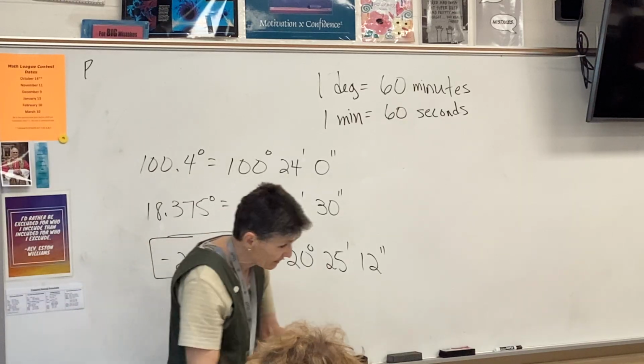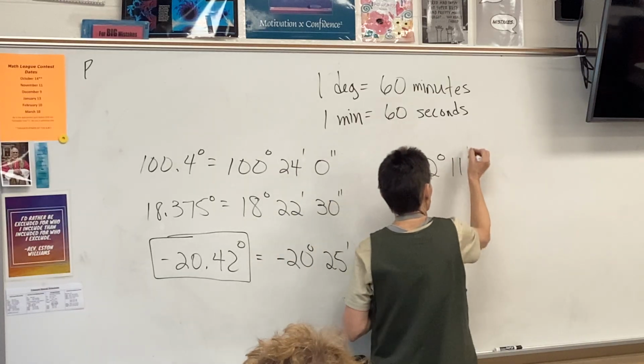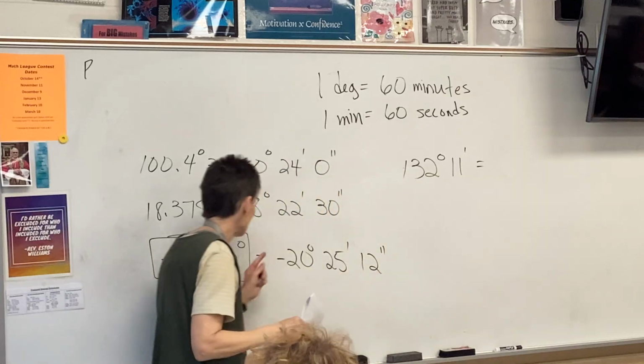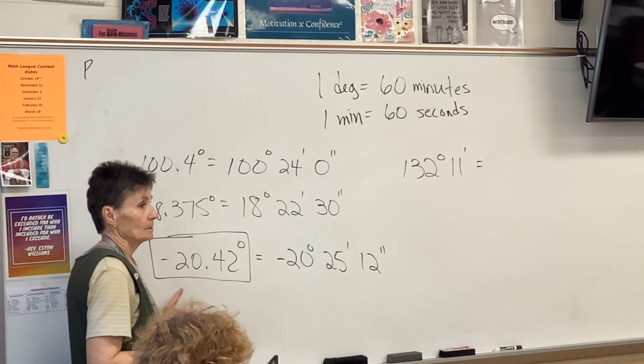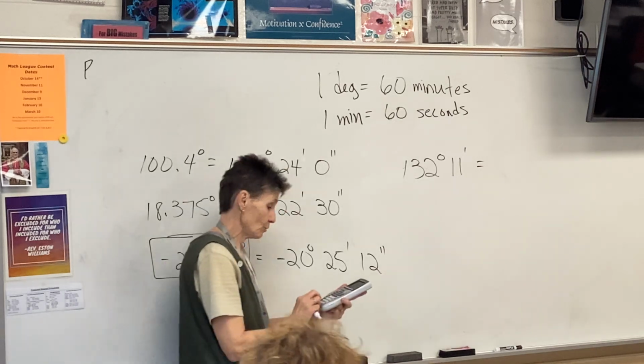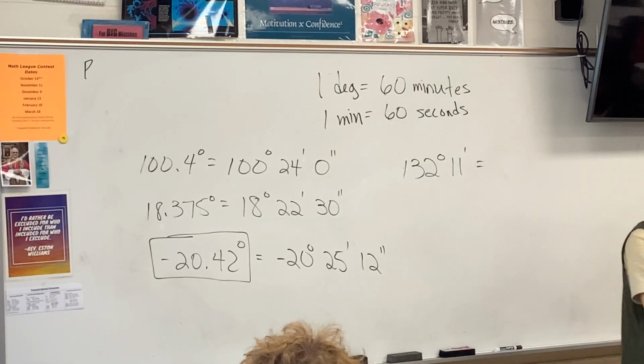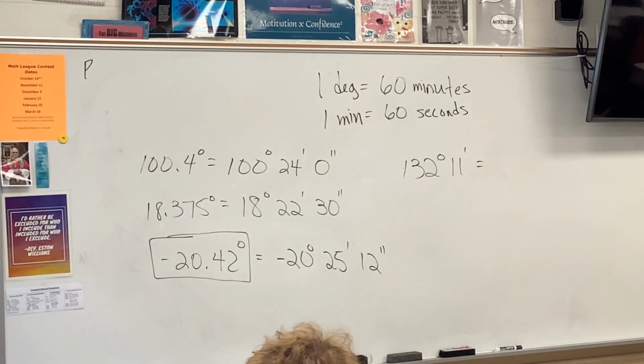Now we're going to take 132.11 and we're going to change it into a decimal. Okay? So type 132. Just 132. Got it? Go back to second angle. And the very first thing at the top is a degree mark. Right? Press it. So now your screen should say 132 degrees.